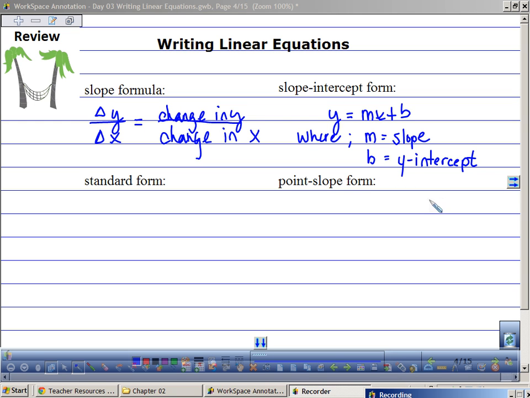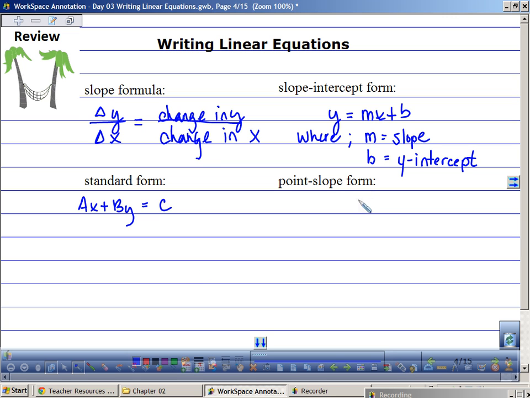What's the y-intercept? The point where it intersects the y-axis, right? Crosses y though. All right, standard form. We learned standard form yesterday. What's standard form? ax plus by equals c.